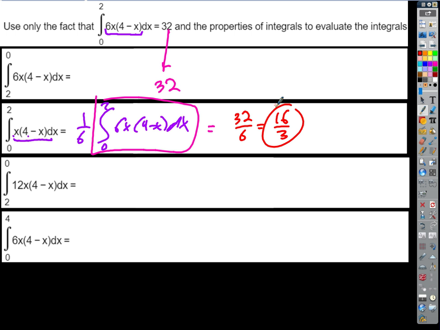And then here, I would just be taking this area function and have to multiply by 2 to get 12, but I'm adding it up backwards. So we'd end up with negative 64. Okay. What about the bottom one?